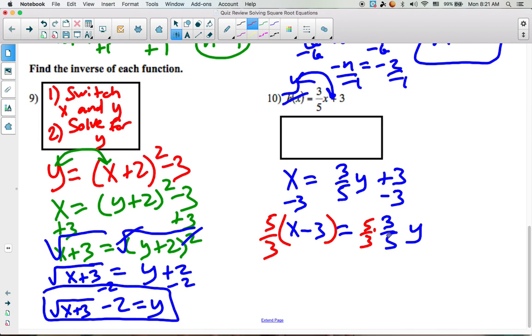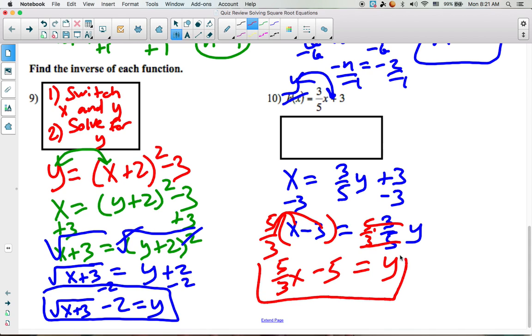So 5/3 times 3/5 gives me 1. So 1y equals, I'm going to take the 5/3 and distribute it. 5/3 times x is 5/3 x. 5/3 times negative 3 will give you a negative 5. And that would be your inverse function.